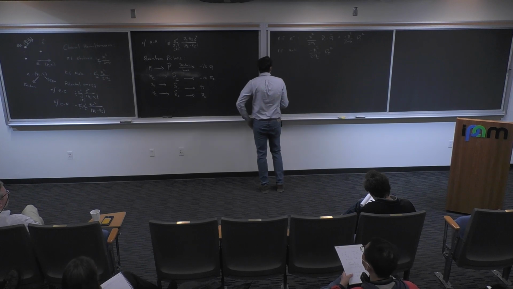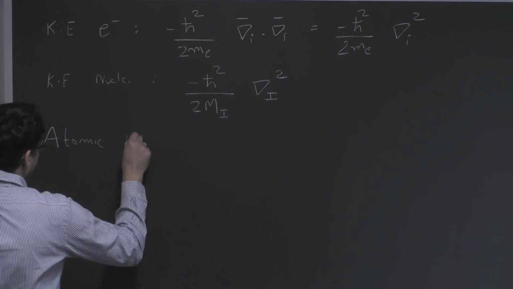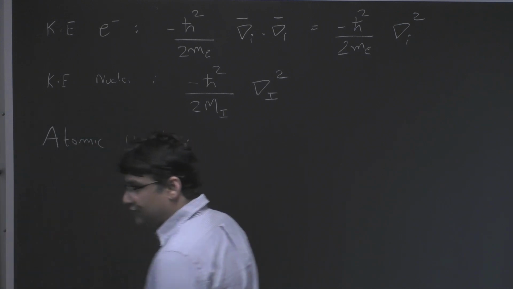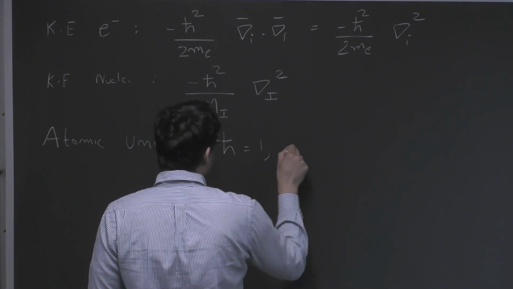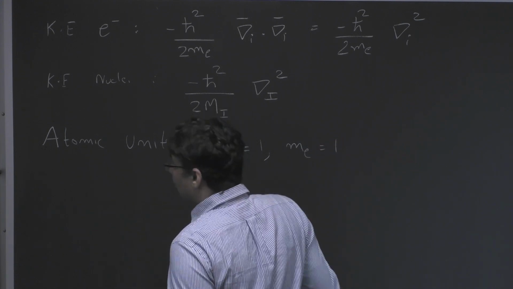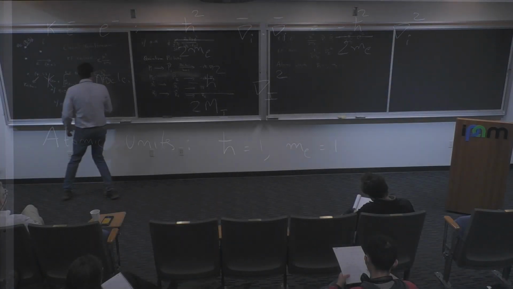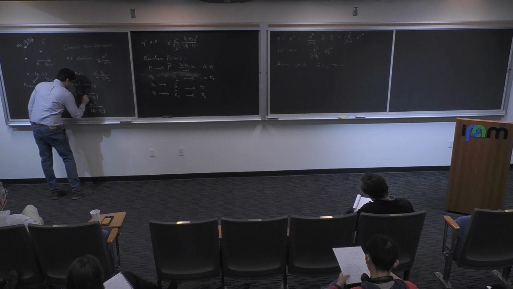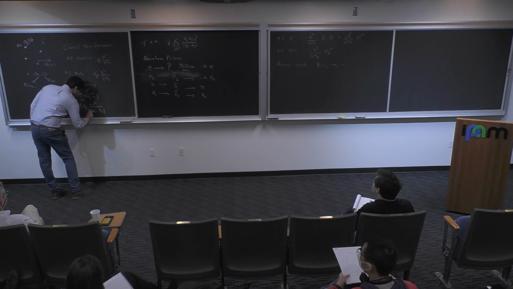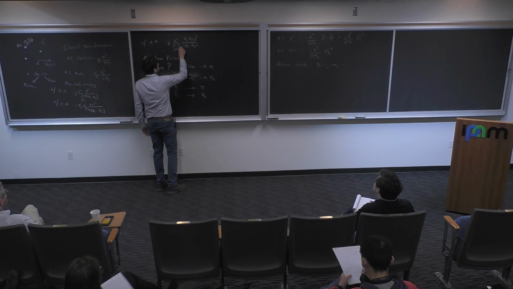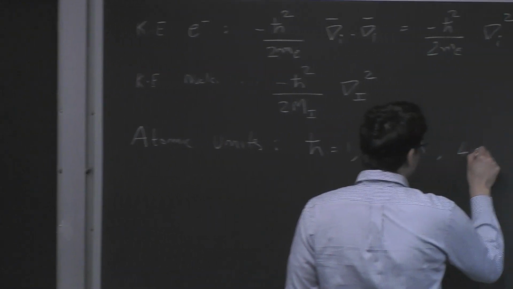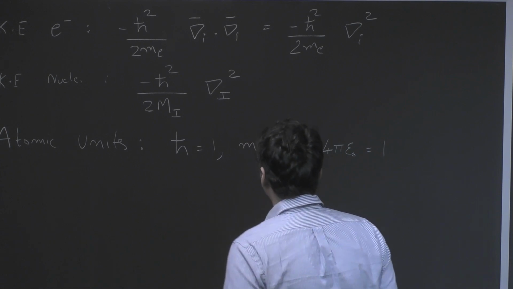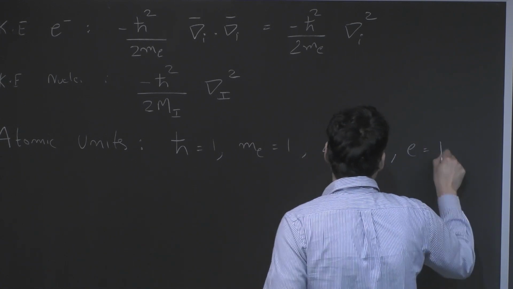Also in quantum mechanics, it is useful to use what are called atomic units. These are different units. In atomic units, you consider h cross to be 1, and the mass of the electron to be 1. By the way, I forgot the 4 pi epsilon naughts, because I always think in terms of quantum mechanics. So there will be a 4 pi epsilon naught in all these places. You also have 4 pi epsilon naught equal to 1, and the charge of the electron is 1.